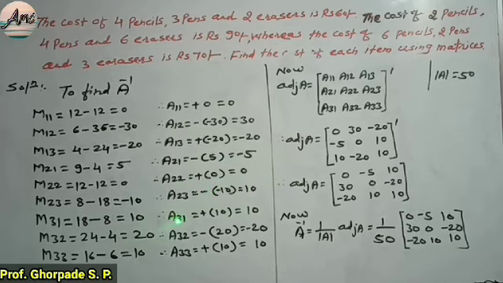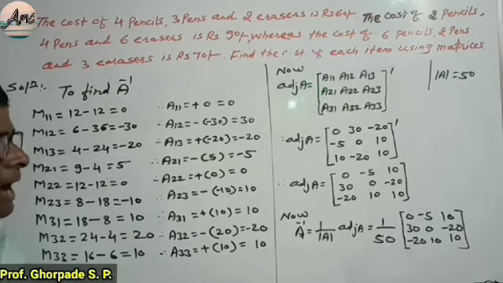Then A31: 3 plus 1 is 4. Even number will get positive sign, into the minor, minor is 10. So you will get finally 10. Then A32: 3 plus 2 is 5. Odd number will get minus sign, into the minor 20. So minus 20. A33: 3 plus 3 is 6, which is a positive number. You will get plus 1 into the minor, minus 10. So plus 10. Now after finding the cofactors, we calculate the adjoint of A.